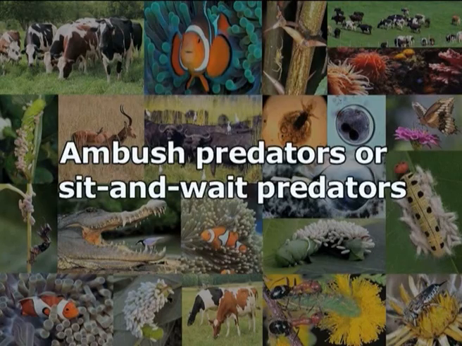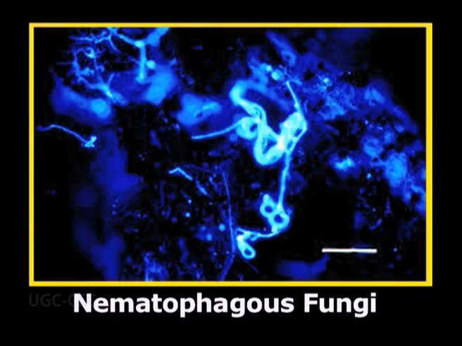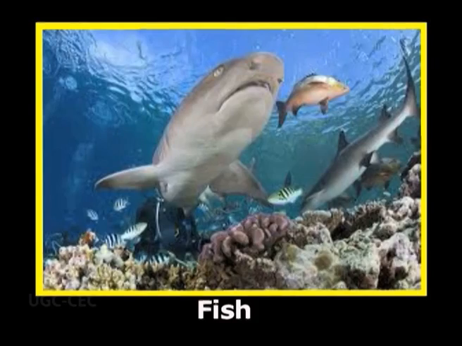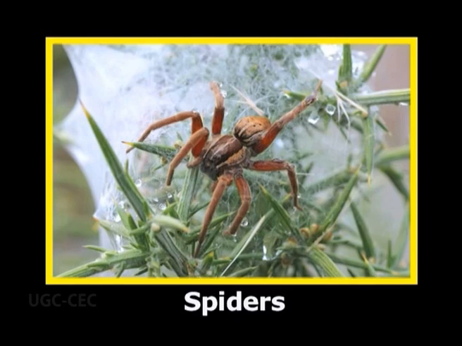Ambush predators or sit and wait predators. Ambush predators are carnivorous animals or other organisms such as some nematophagous fungi and carnivorous plants that capture or trap prey by stealth or by strategy rather than by speed or necessarily by strength. It includes many fish, snakes and other reptiles as well as some mammals, birds, insects and spiders. These organisms usually hide motionless and wait for the prey to come within striking distance. They often are camouflaged and may be solitary.